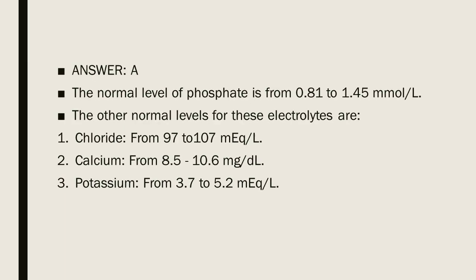Answer, A. The normal level of phosphate is from 0.81 to 1.45 millimoles per liter. The other normal levels for these electrolytes are chloride, from 97 to 107 milliequivalent/L. Calcium, from 8.5 to 10.6 mg/dl. Potassium, from 3.7 to 5.2 milliequivalent/L.